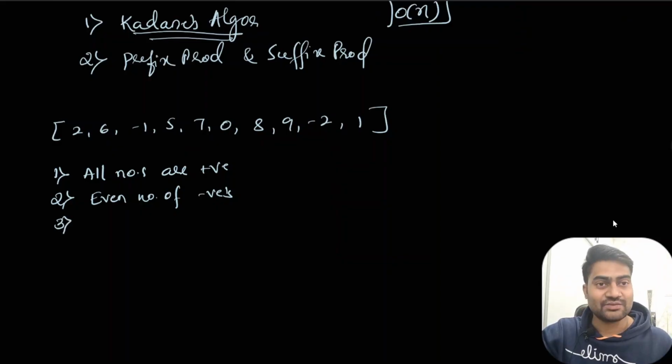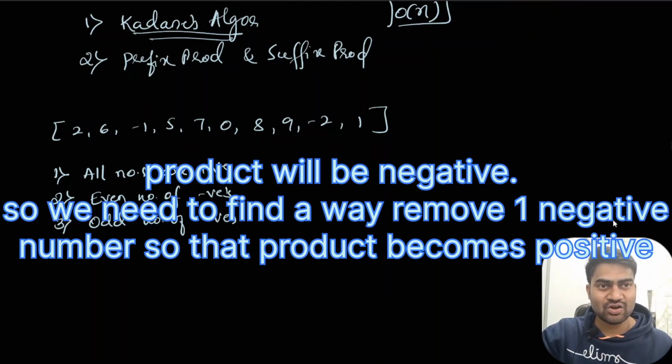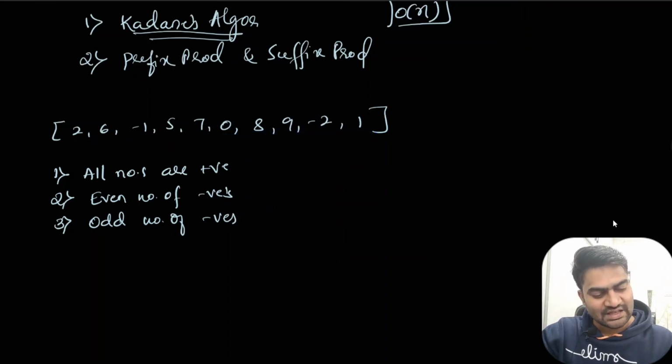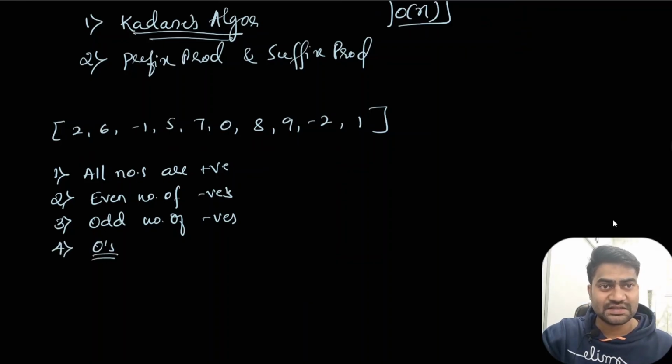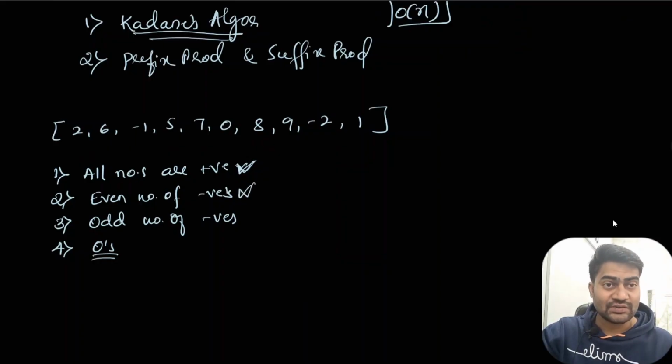Now the third case, which is very important, the odd number of negatives. We will take this entire example and try to come up with all these cases one by one and see. Then our fourth one is when it contains zeros in the array. Now this is straightforward, we don't need to worry.